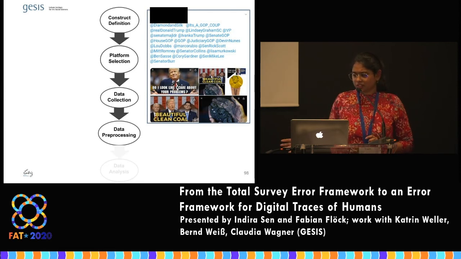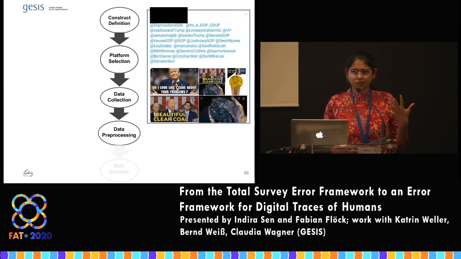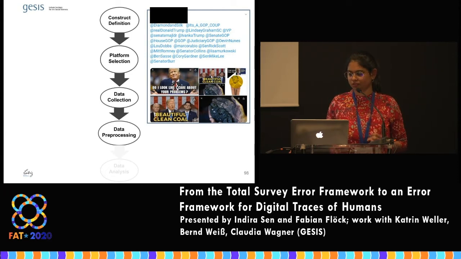But if you look at the images, they do have text embedded in them, and they could have some signals that are useful for understanding approval or disapproval. So if you don't consider this tweet, you run into a data pre-processing error, a signal reduction error.